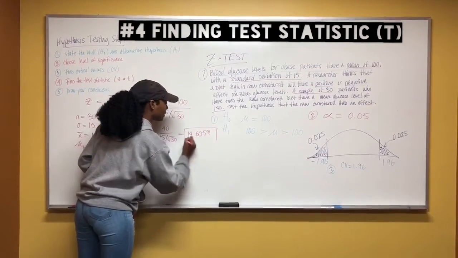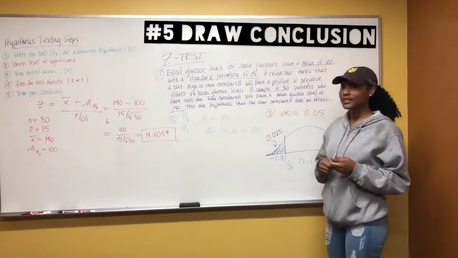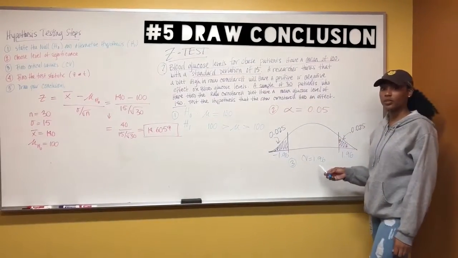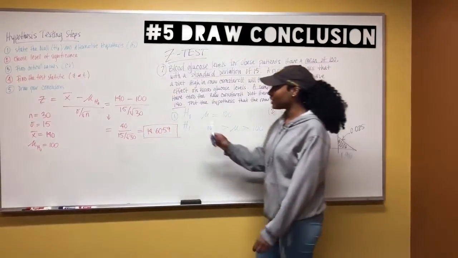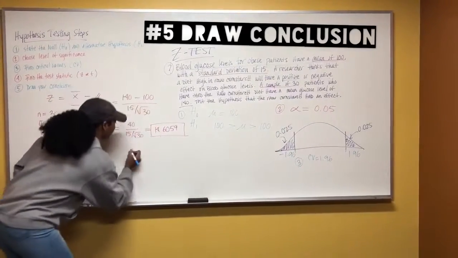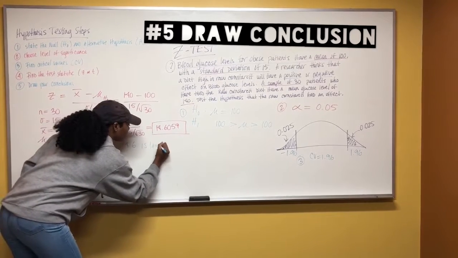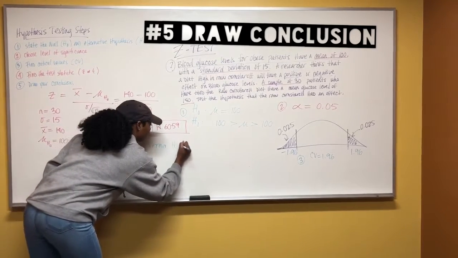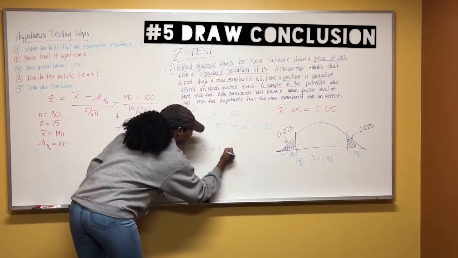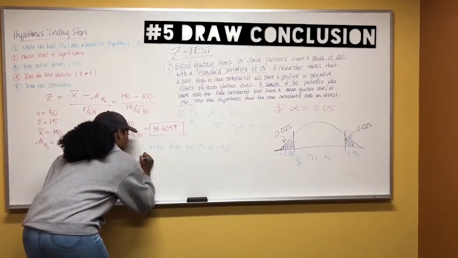So this is our z statistic. To finish off this problem, we're going to do step number 5, which is our last step, drawing our conclusion. Because the critical value is 1.96, and we have a z statistic which is larger than that, because 14, we'll just round this off to 14.6, is larger than our CV of 1.96, we can reject the null hypothesis.